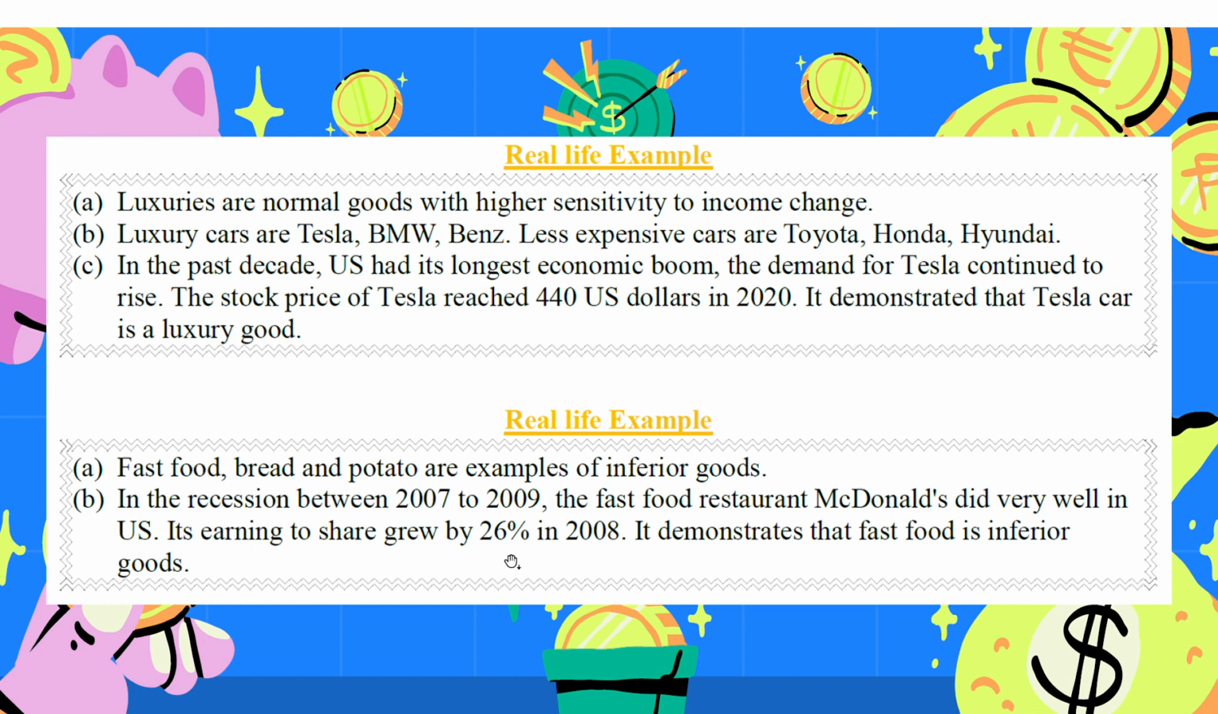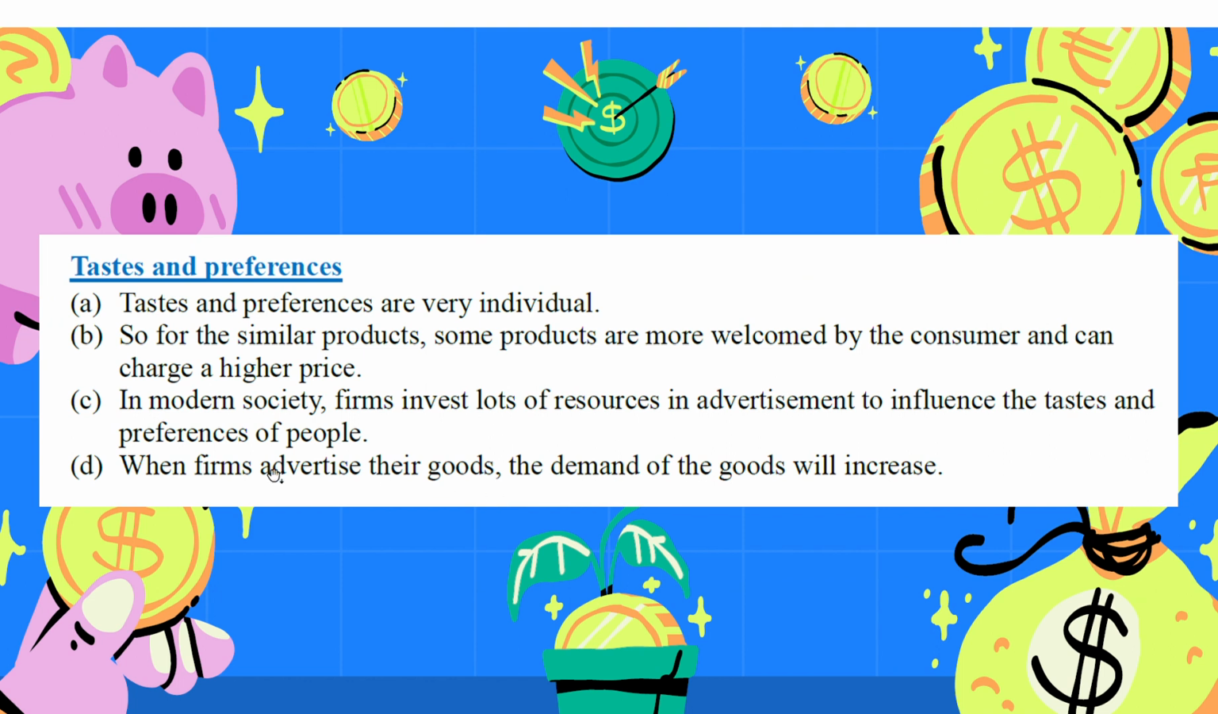Earnings share grew by 26% in 2008. It demonstrated that fast food is an inferior good. Of course, you don't need to exactly quote the 26%. You say it did very well, 20%, 30% during the recession.